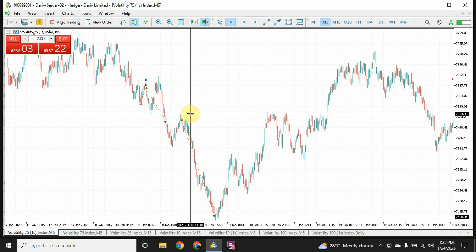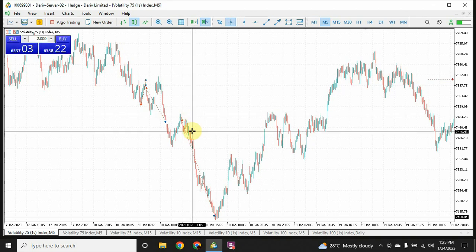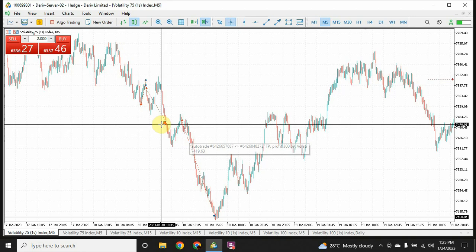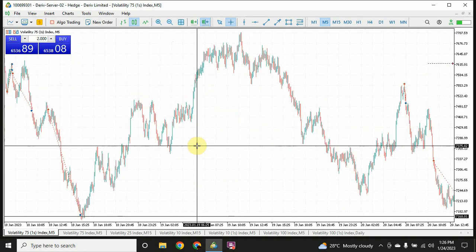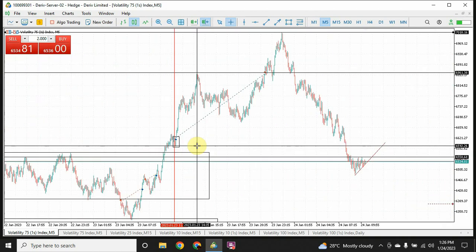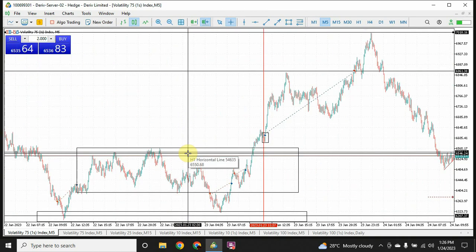Do you see? This is what I was risking here, probably $30, and I got $300. So risk reward ratio is important. I made probably more than 1,000 this week on just the V75 1S.